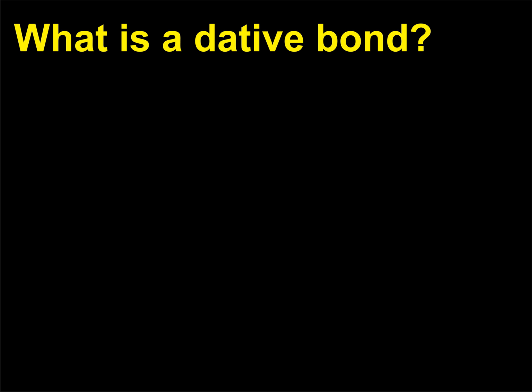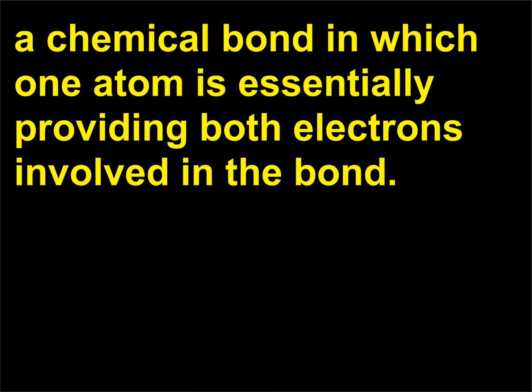What is a dative bond? A chemical bond in which one atom is essentially providing both electrons involved in the bond.